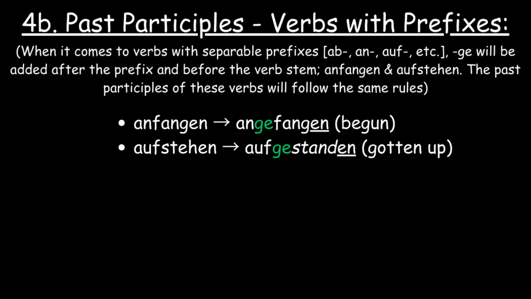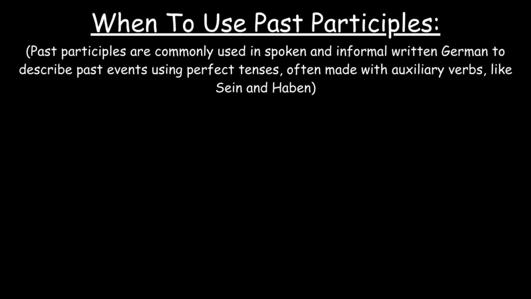This is how past participles are formed in German, but now it's important to understand when to use them. Past participles are commonly used in spoken and informal written German to describe past events using perfect tenses, often made with auxiliary verbs like sein and haben.